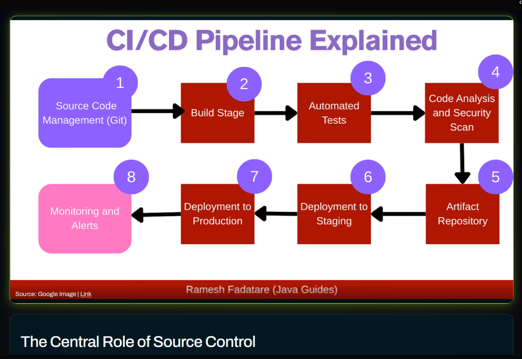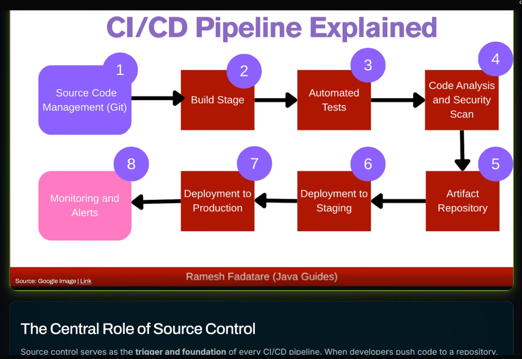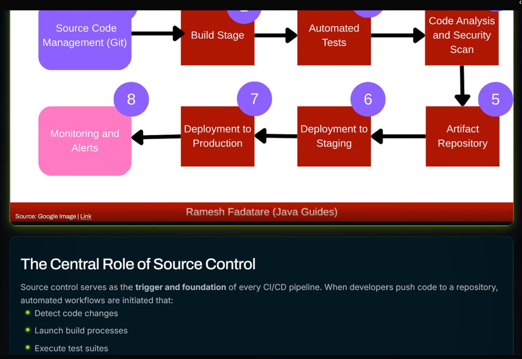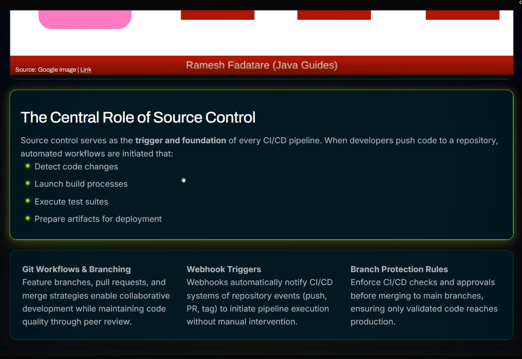And then you're going to have an artifact repository, with various versions of the created software, compiled binaries, like a Docker image. Then you deploy it to a staging pre-production environment, and then you deploy it to the production environment, and then you go to monitoring and logs, right? And the central role of source control.